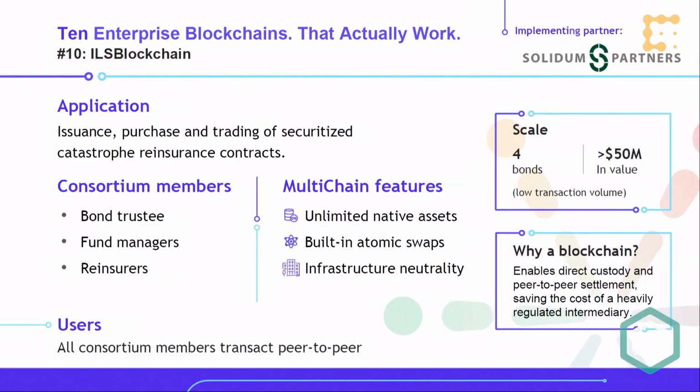Last project, ILS Blockchain. ILS stands for Insurance-Linked Securities. So if you want to issue a financial asset, such as an insurance-linked security, you have to have some kind of clearinghouse that holds it. Well, first I should tell you what is an insurance-linked security. Insurance-linked security is the following. I lend money effectively, I purchase a bond.